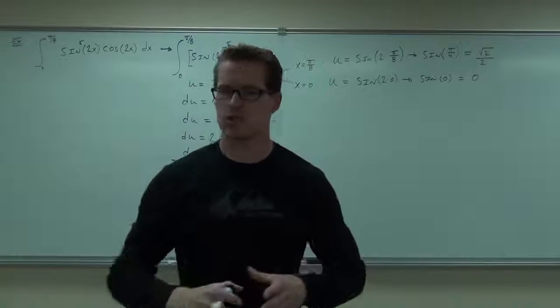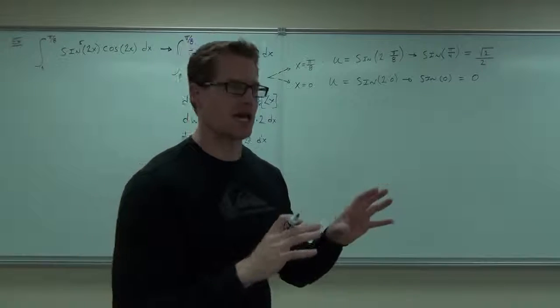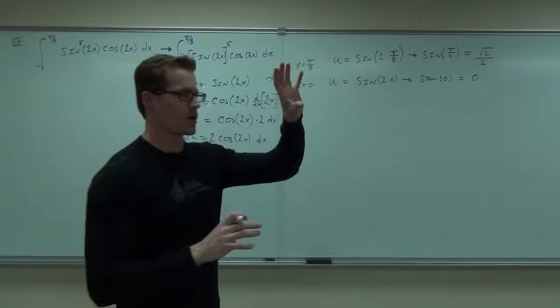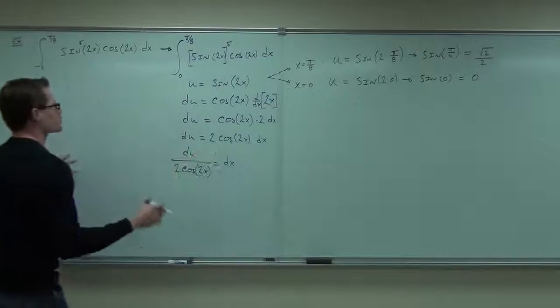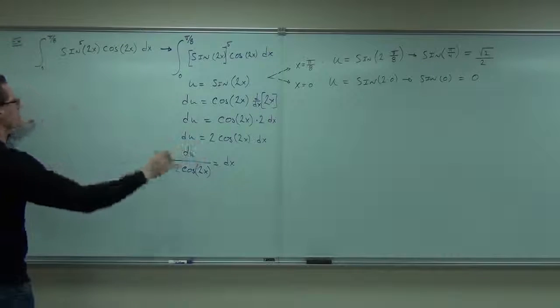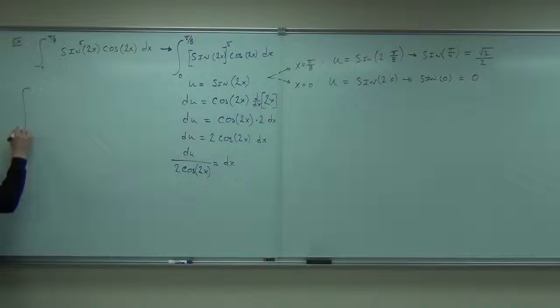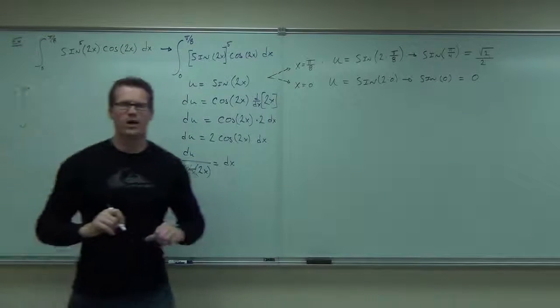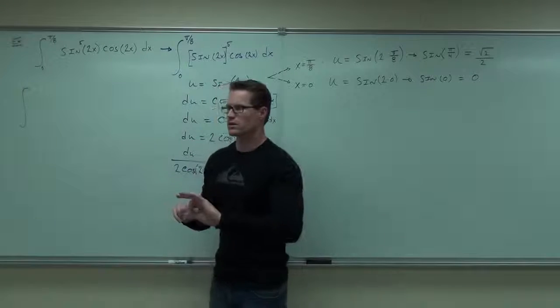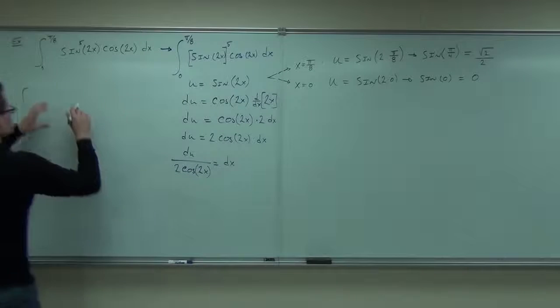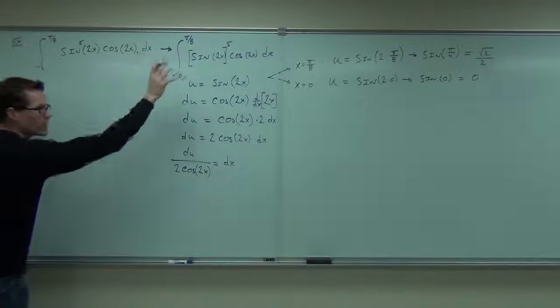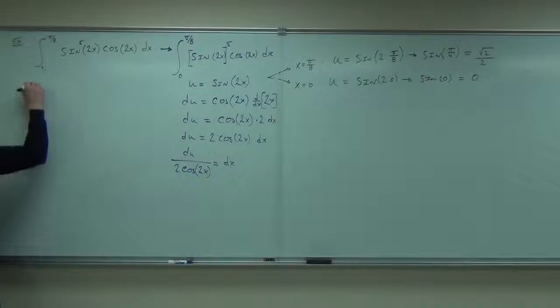Let's do the substitution correctly. Let's substitute everything we can. We'll substitute for dx. We'll substitute for the sine of 2x. We'll also substitute for our bounds. So here's how the integral looks when we've done all our substitution. We go from where to where now? Where do we start? 0. 0 to where? Root 2 over 2. That's because we're going to change all this stuff in terms of u. That's why we did our changing bounds.